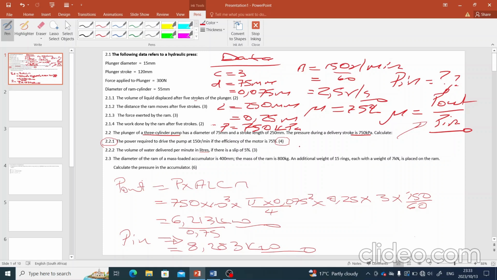Then the second question, 2.2.2, they want us to calculate the volume of water delivered per minute, if there is a slip.